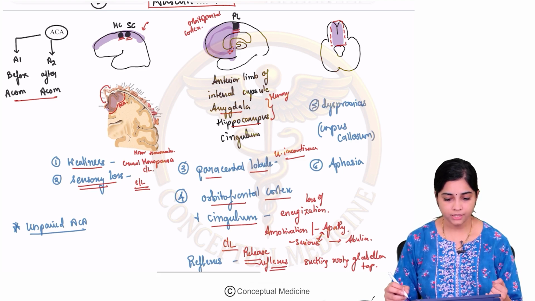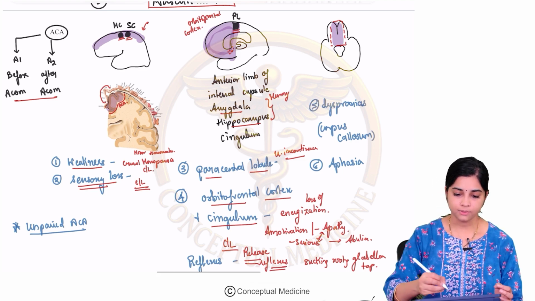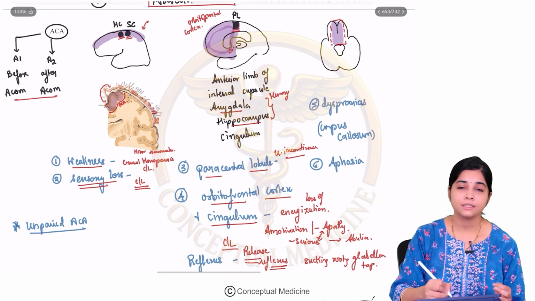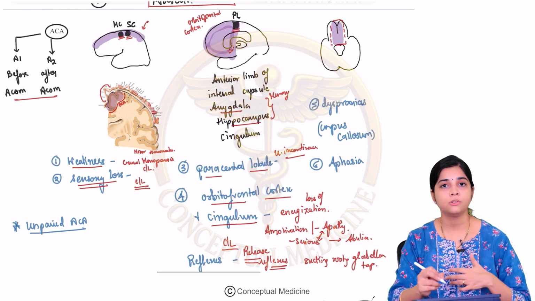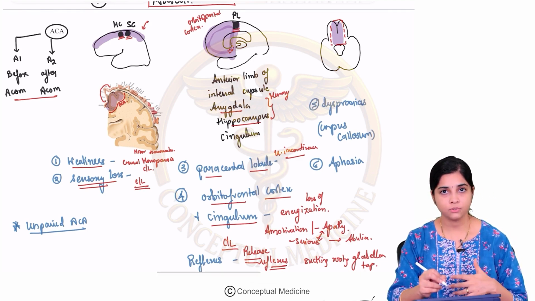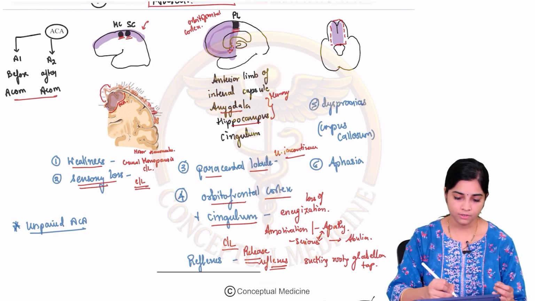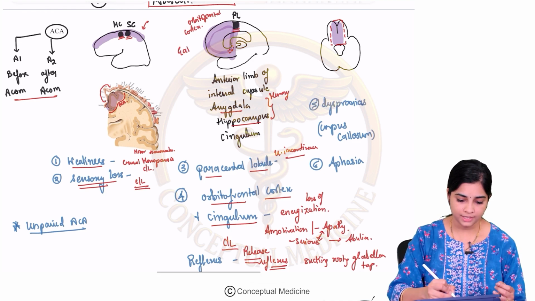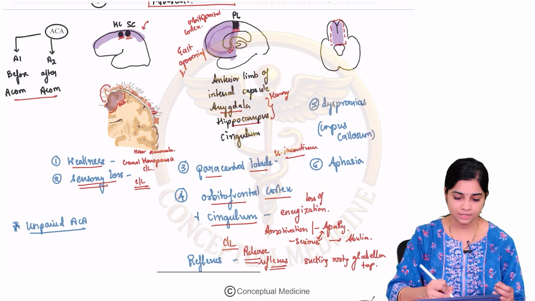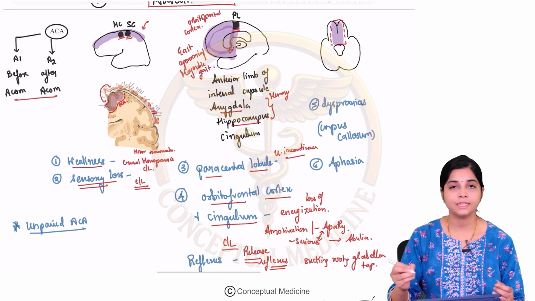Also, there is a gait center here. There is a frontal control of gait. So when there is frontal damage, the frontal control of gait is lost, and you can have something called gait apraxia, or magnetic gait.